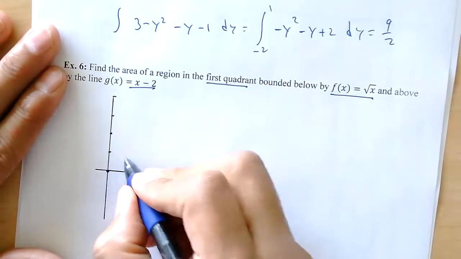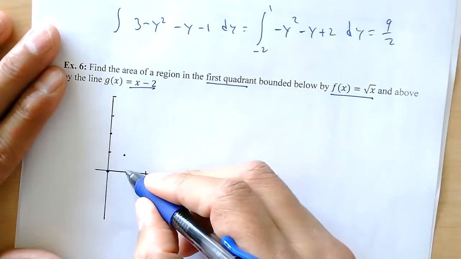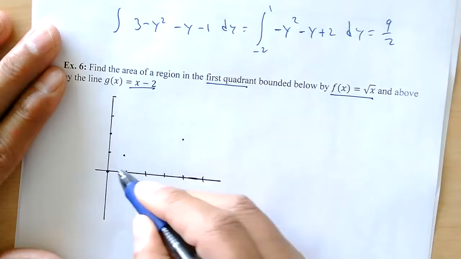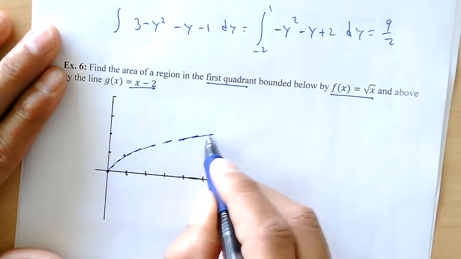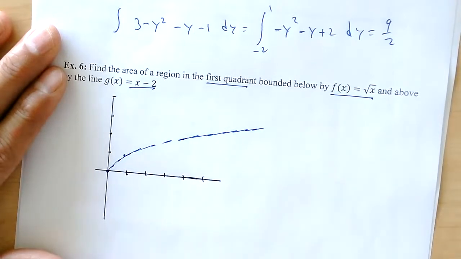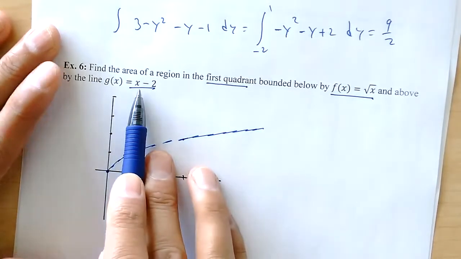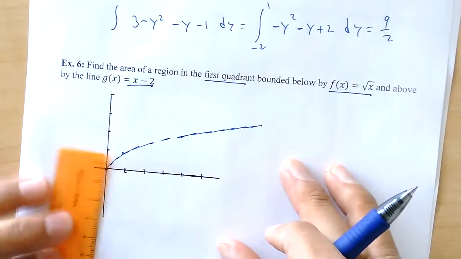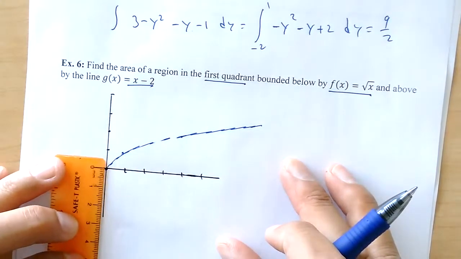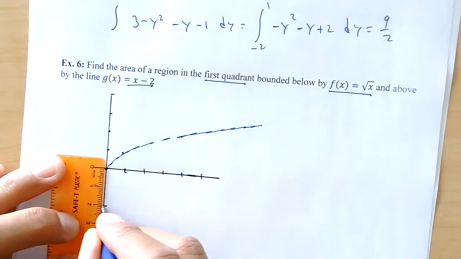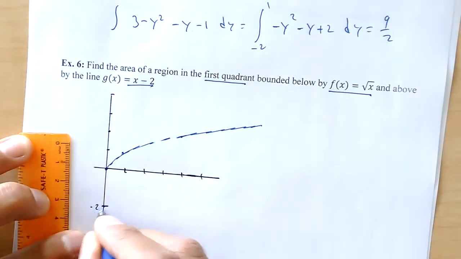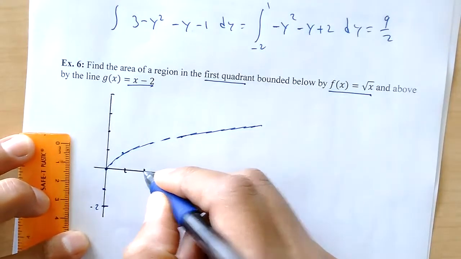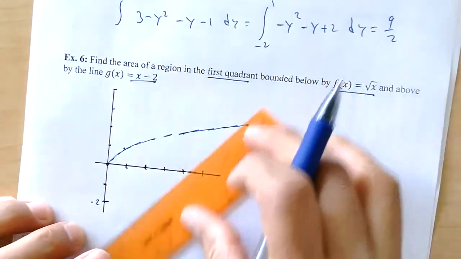So the radical looks like this. 1, 2, 3, 4, add 2. So it does something like that. And I have the line x minus 2. I'm going to kind of cheat here. That's -2. So it does something like this.